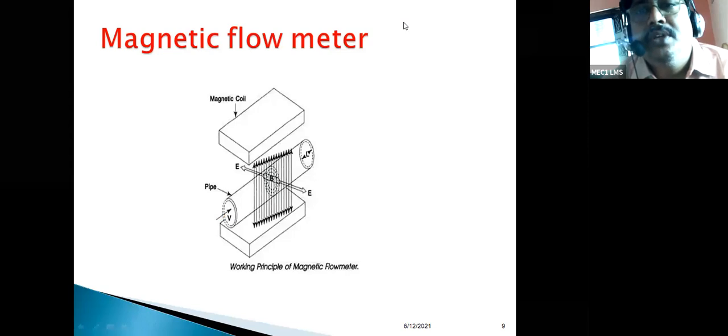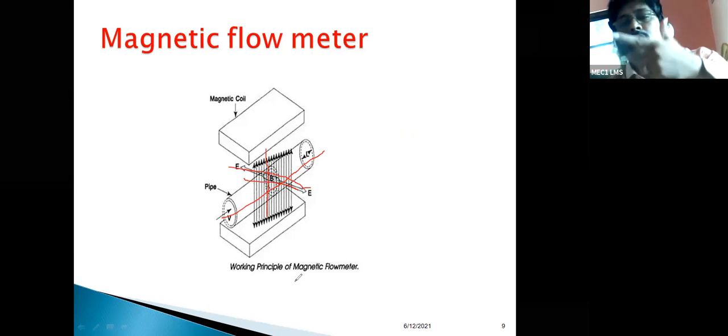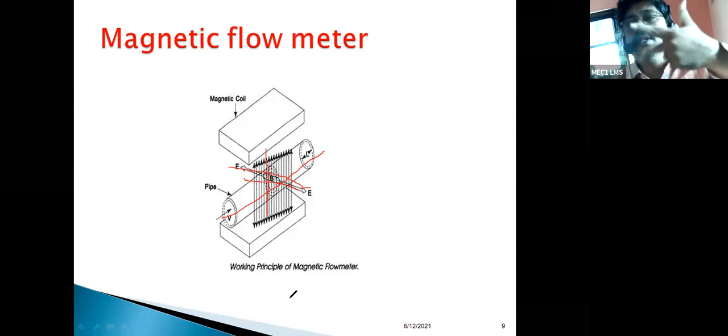See here, if you observe this, I think all of you know this. This is the flow rate, and perpendicularly induced voltage, and the magnetic field is applied perpendicular. That means it is a thumb rule. One side is a pipeline, and the pipe is flowing, and on the other side, induced voltage is developing. The other side is subjected to a magnetic field.